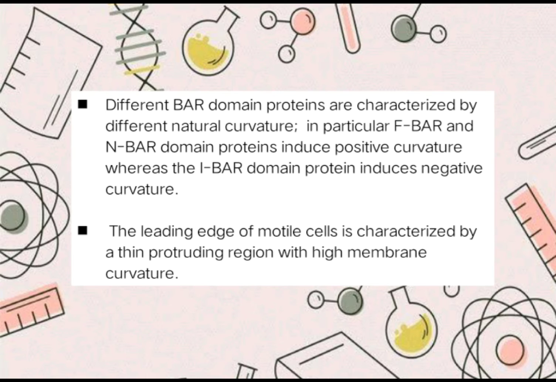The leading edge of motile cells is characterized by a thin protruding region with high membrane curvature. This thin structure is maintained by restricting actin polymerization to the apex, and it is clear that localized pushing forces induced by growing actin filaments are important for generating and maintaining this high curvature.